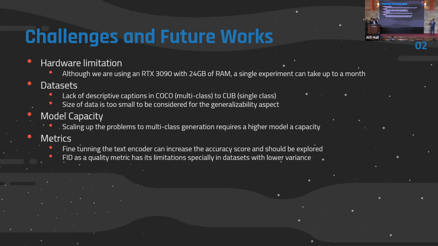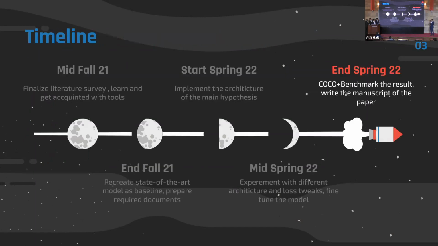Finally, for the metrics, fine-tuning the text encoder has a large effect on the error precision, as we have seen in the previous slide. This should be explored, as fine-tuning the text encoder, as we can see, will improve both quality and accuracy metrics. Finally, the FID quality metric has its limitations, because you have seen the style attention GAN results, and they showed quite good qualitative results but poor quantitative results, because the FID metric has limitations when datasets have lower variances. Finally, this is the timeline that we have been working on from the beginning.